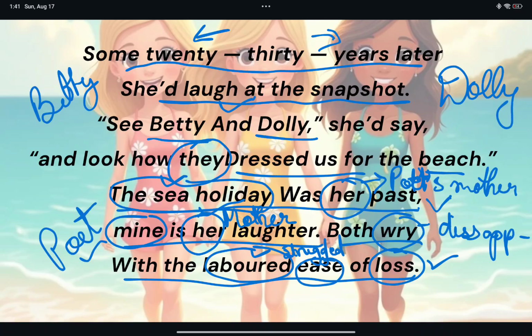Now the poet's mother, when we talk about her loss, it was the loss of her memory, the happy childhood memory which she had. Obviously, because it was her childhood memory, she had lost that memory now.